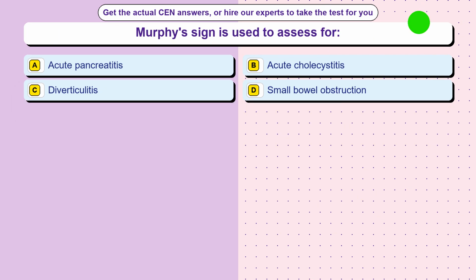Question 39. Murphy's sign is used to assess for: Option A, acute pancreatitis. Option B, acute cholecystitis. Option C, diverticulitis. Option D, small bowel obstruction.